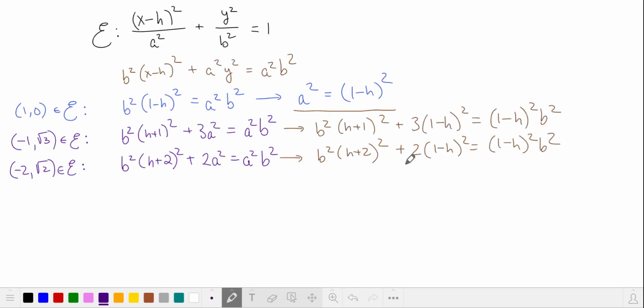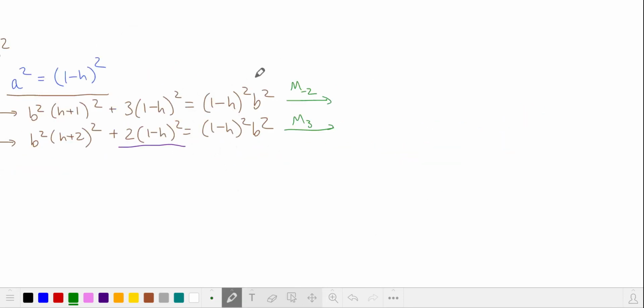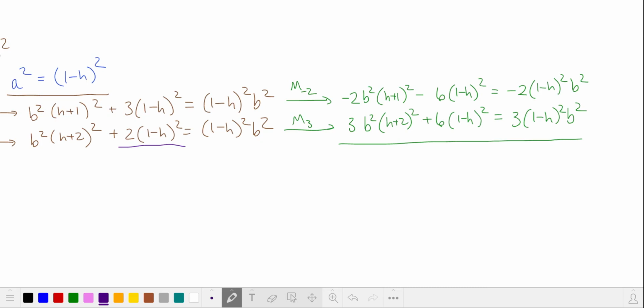Looking over these 2 equations, let's see if we can get rid of this second term on the left-hand side. We'll do this by multiplying our first equation by -2 and our second equation by 3, and then adding the 2 equations. When we add these 2 equations, the middle term 6 times (1 minus h) squared disappears. So this first term, when we add it, let's factor out the b squared.